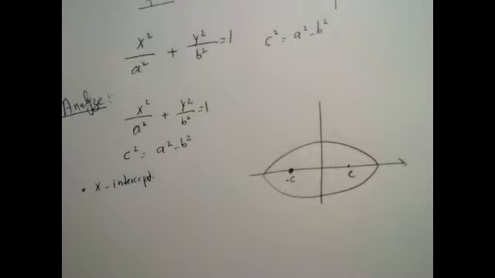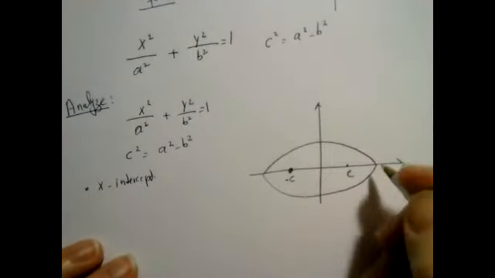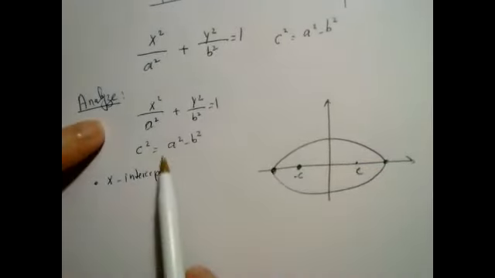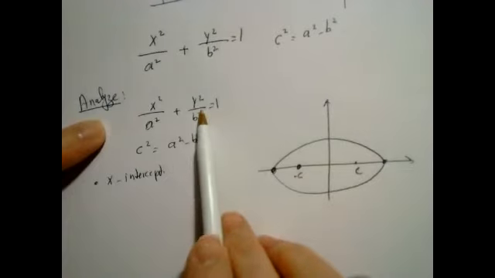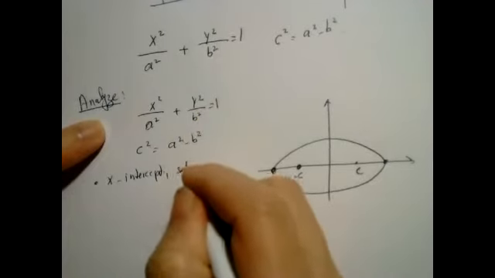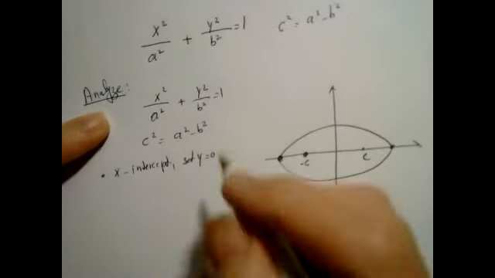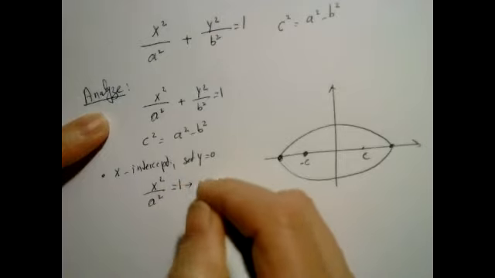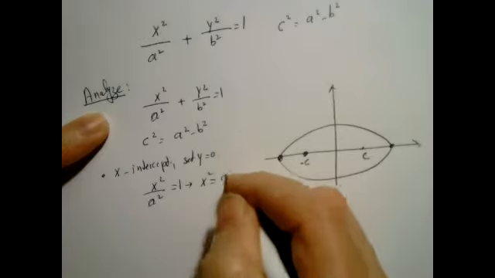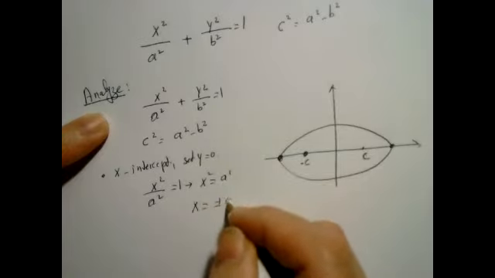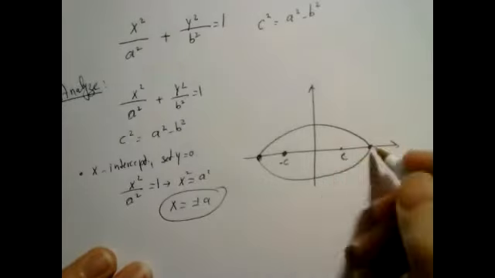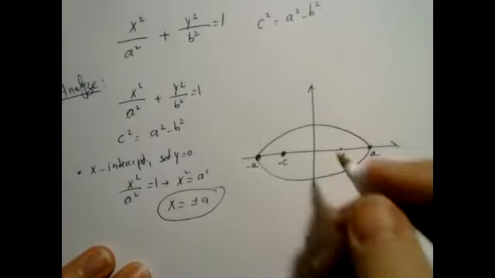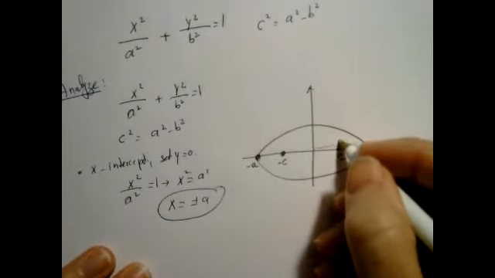Okay, back to you guys. What's the x-intercept? It means those points. What are the coordinates of those points? So how do we find them? We set y equal to 0, and then I will have x squared over a squared equal to 1. x squared equals a squared, so x is plus or minus a. So this is a, and this is minus a. From here to here, that's my a.